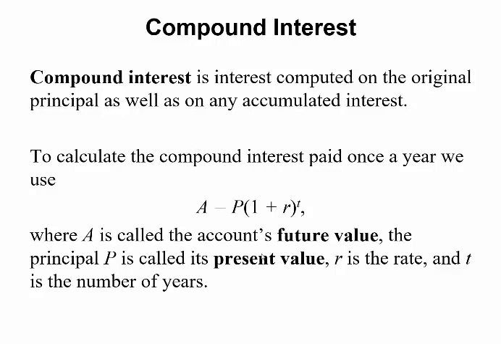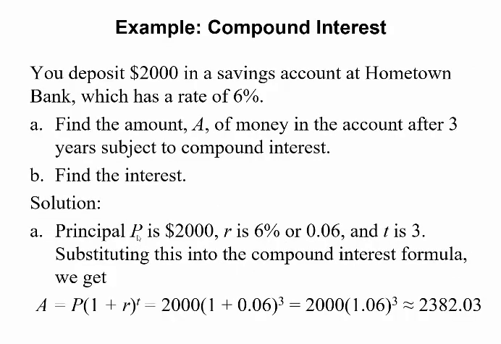Just remember the order of operations when you do these problems. You do parentheses first, then the exponent, and then you multiply by the principal. Just be sure of that. All right, let's do an example. You deposit $2,000 in a savings account at Hometown Bank, which has a rate of 6%. I want to find the amount A of money in the account after 3 years when it's subject to compound interest, and I want to find the interest.